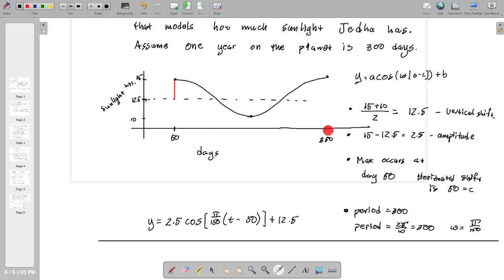The next maximum would be 300 days later, so at 350. So this would be 150 days after this, because it's exactly between the two maximum values. Our minimum value will be 150 days following the day 50, so it'll be at day 200. We could do the midpoint between these 2 days. 50 plus 350 divided by 2.